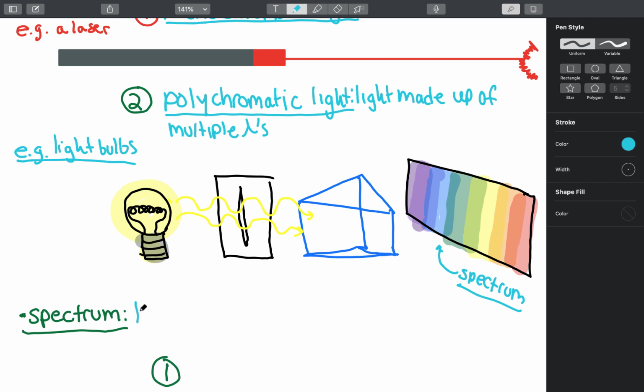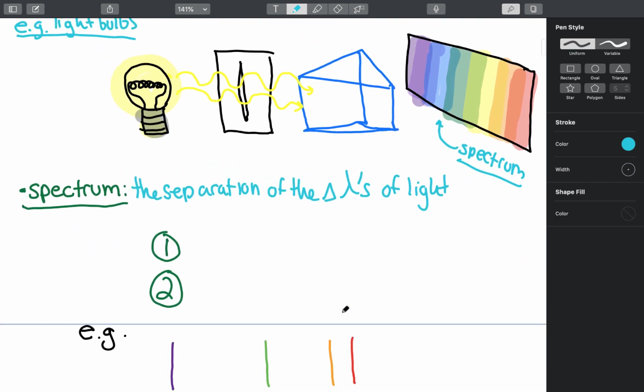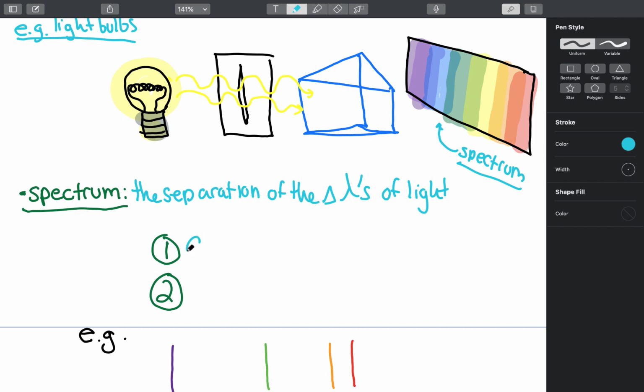So a spectrum is the separation of the different wavelengths of light. And there's two types of spectra that you should be aware of. The first are continuous spectra. So a continuous spectrum is like the one that we see here. There's no breaks in between different wavelengths. They're all continuous. They make one continuous structure. So this is a continuous spectrum.